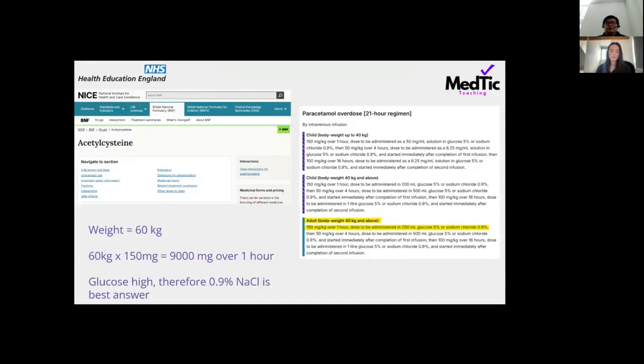And do note that it's important to know if we're giving the first dose or the second dose, as in another setting that I've been told, they were told to give the second part of the treatment, which is listed over there. So just be a bit careful for that bit.